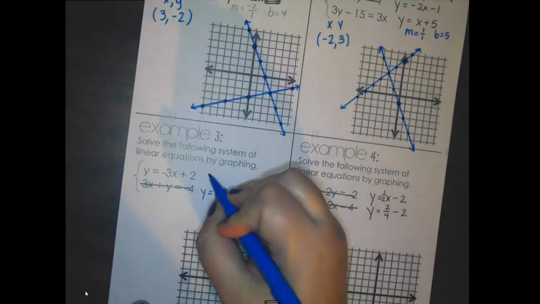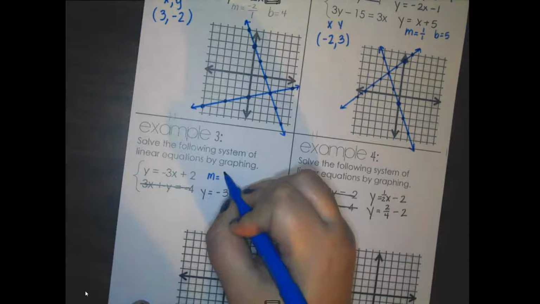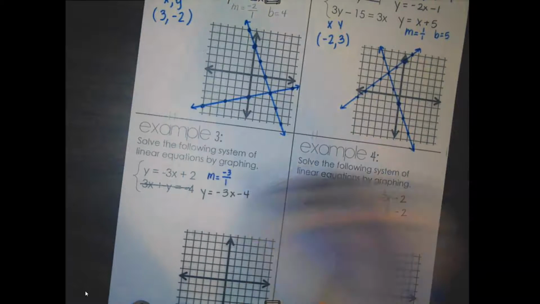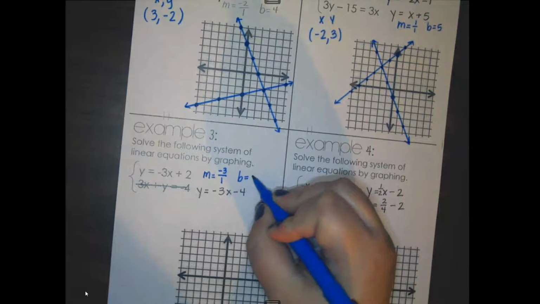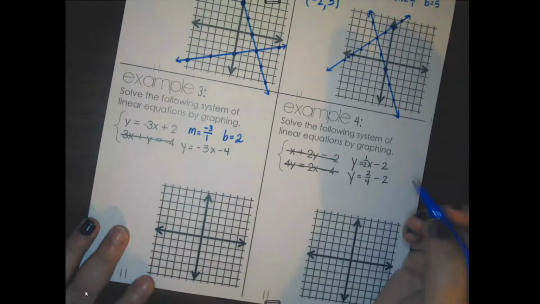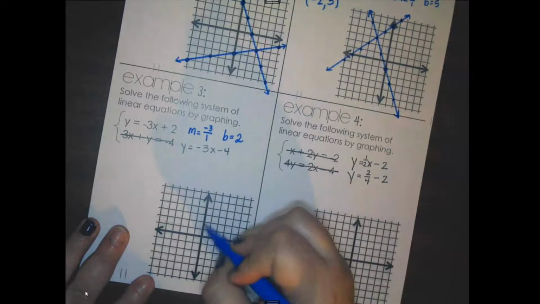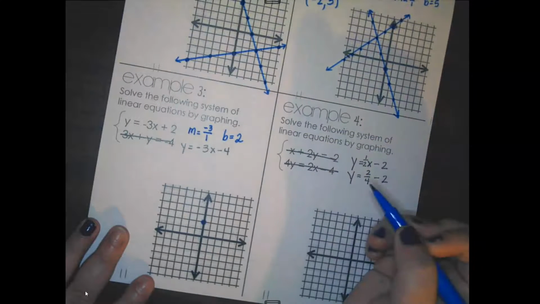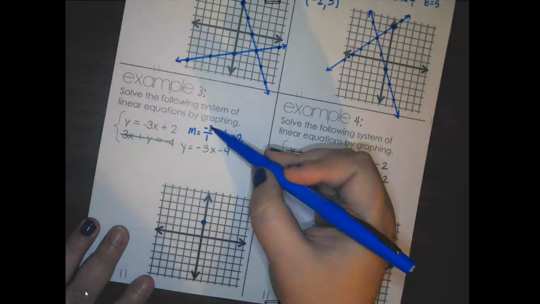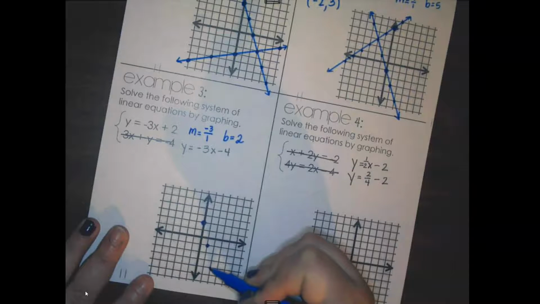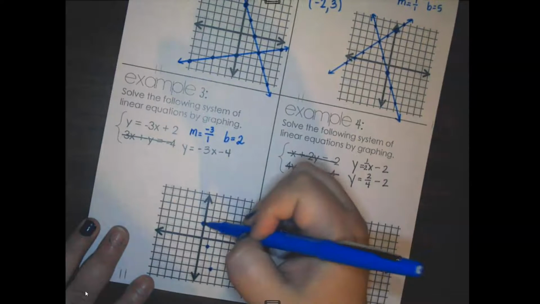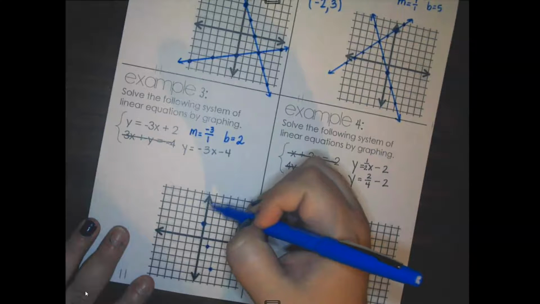So my slope is negative 3, and I'm going to stick that over 1, so I have a rise and a run. My y-intercept is 2. So I'm going to go to where I begin and put a good dot. Negative 3 tells me I'm going to go down 3, 1, 2, 3. Positive 1 tells me I'm going to go to the right. If you don't remember how to do that, I suggest looking at yesterday's notes again. And we want to do it in reverse. Up 3, over 1.